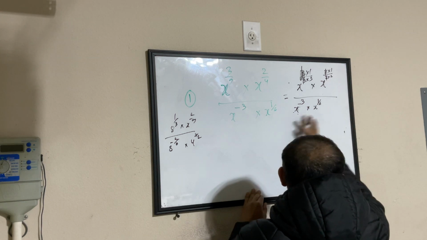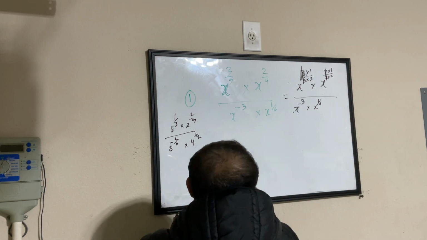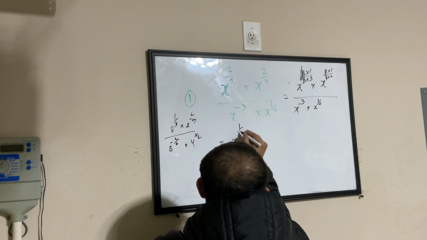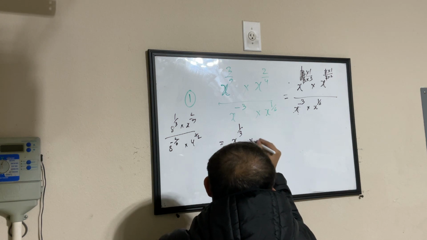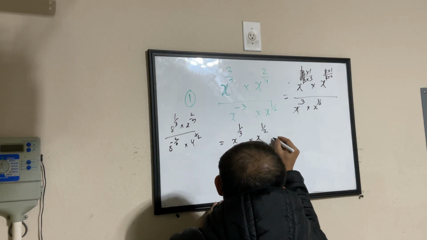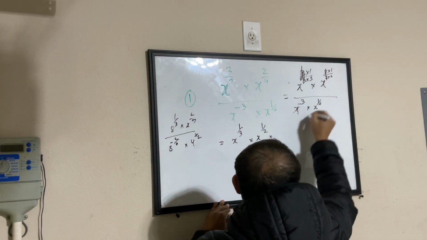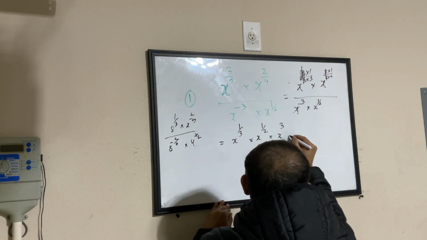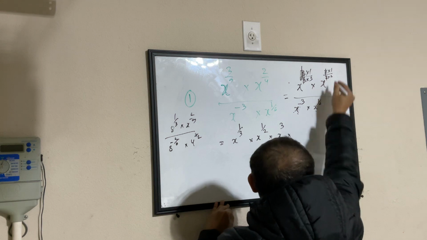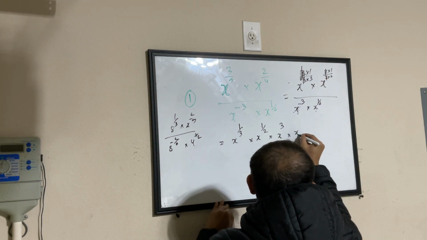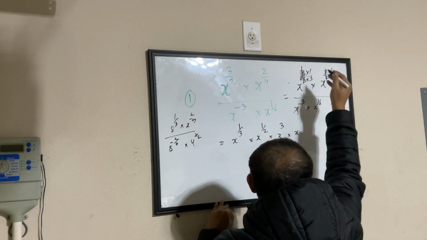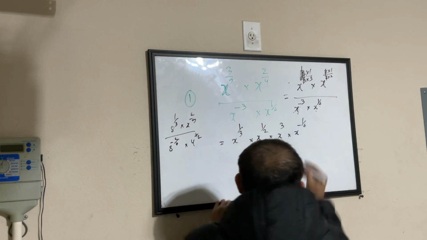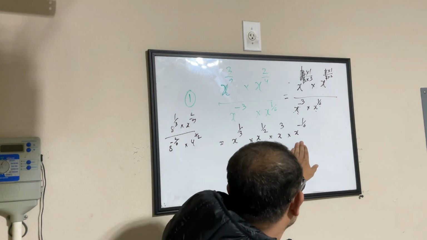So in the next step, what I will do is, I have x to the power 1 by 3 into x to the power 1 by 2 into, I will move this guy up. So it becomes x to the power 3. And I'll move this guy also up, so I have everything in one place. X to the power 1 by 6 becomes x to the power minus 1 by 6. So I have everything in one place in the numerator.